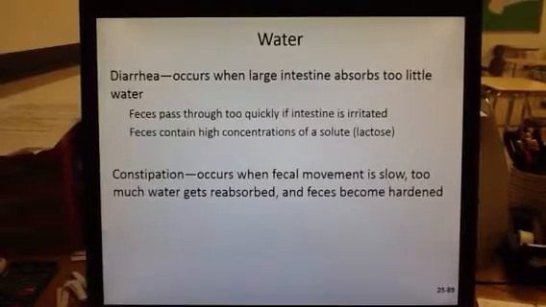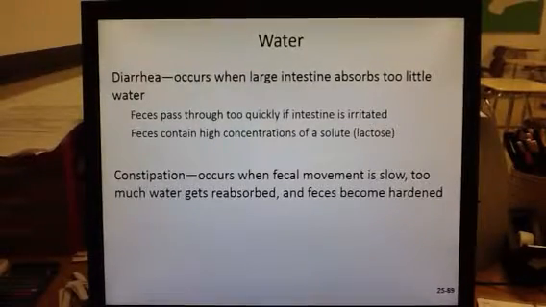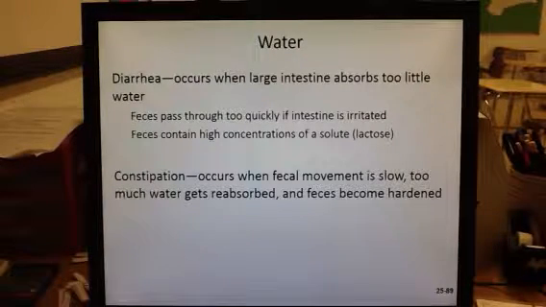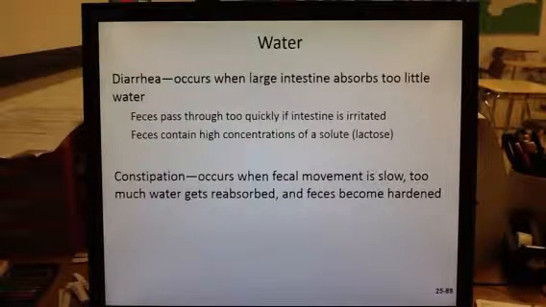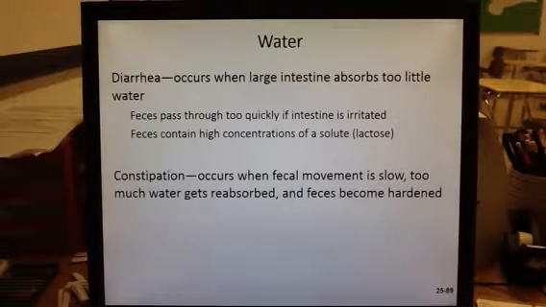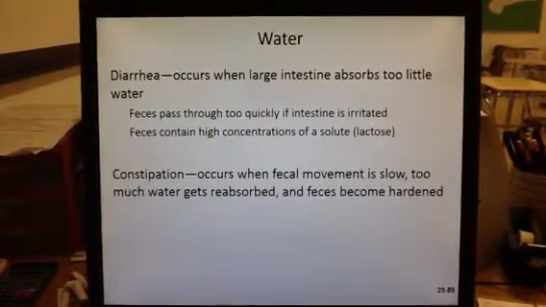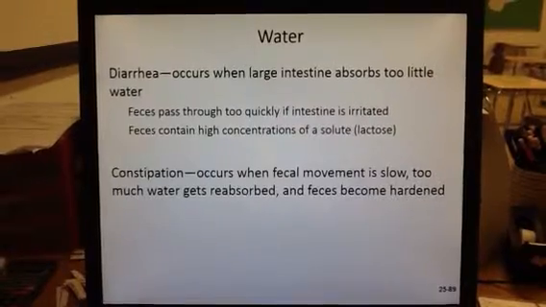Okay, right here. So we talked about water in the previous video, but we said that the large intestine is reabsorbing water. Well, if we have diarrhea, that happens when the large intestine is absorbing not enough water, too little water. So that means lots of water is left over in the feces, and it passes through too quickly. Also, if the intestine is irritated, the feces have a high concentration of solute. One example would be lactose, which is a sugar.